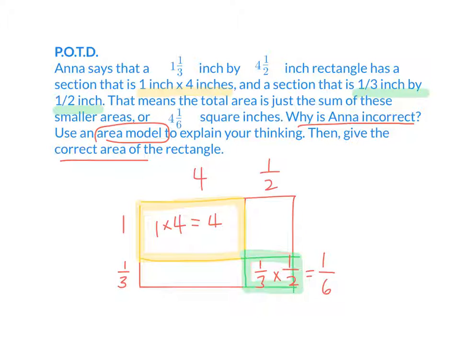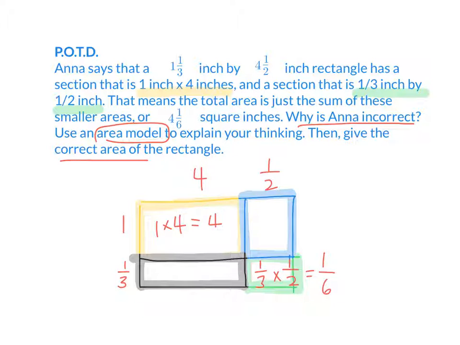Why is she incorrect? Supan? Yeah, she forgot this section here, and she forgot this section here. There's two whole sections she forgot. So in your explanation, you have to explain that she only found two sections, but really how many sections are there that she needs to find? Four.